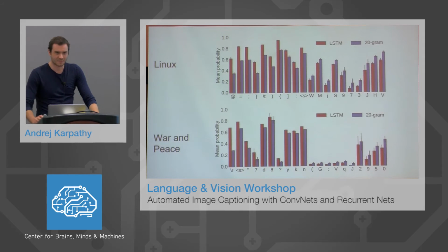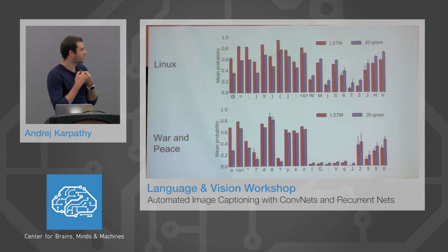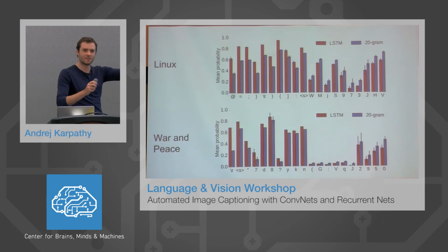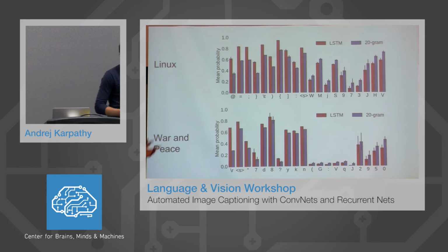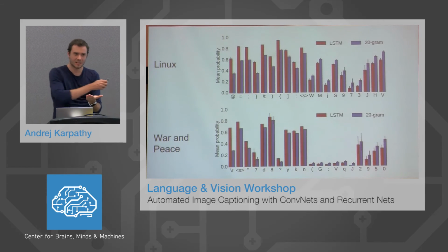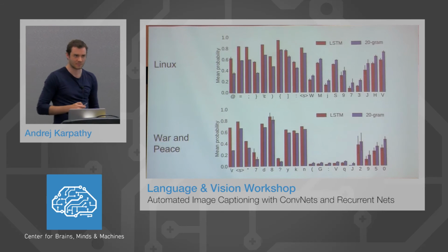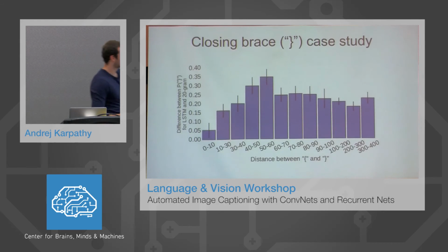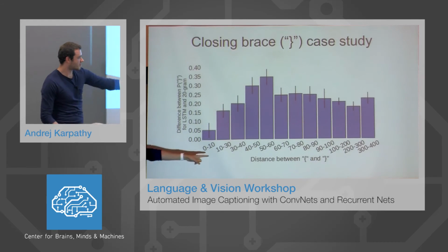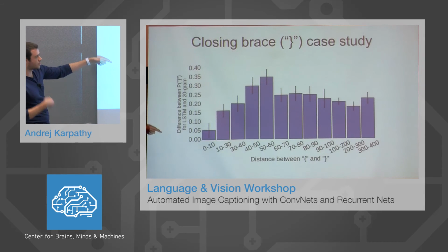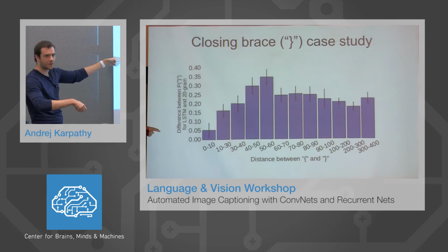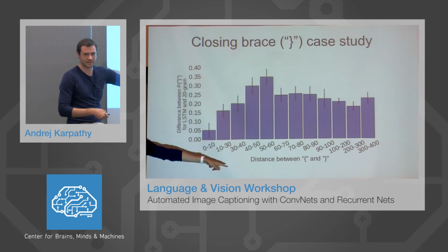The closing brace is something that we can try to understand even deeper, in the sense that we can look for the opening brace backwards in the text, and try to find how far back the opening brace is in the cases where we get the closing brace. That gives us an idea about how long an interaction the LSTM can keep track of. So here, we're looking at the distance of the opening brace to the closing brace, and the advantage of the LSTM over the Ngram model on the closing brace character.